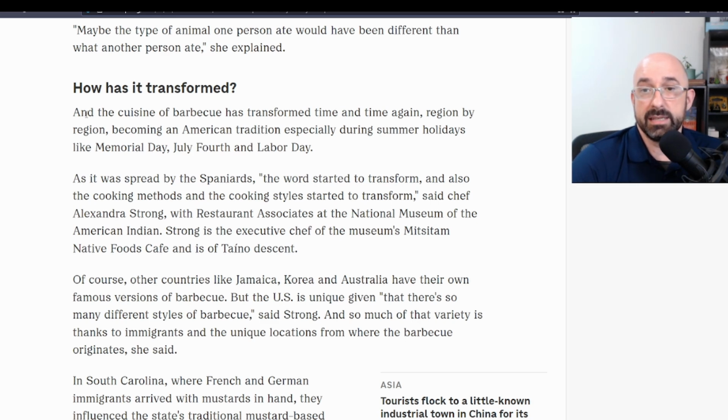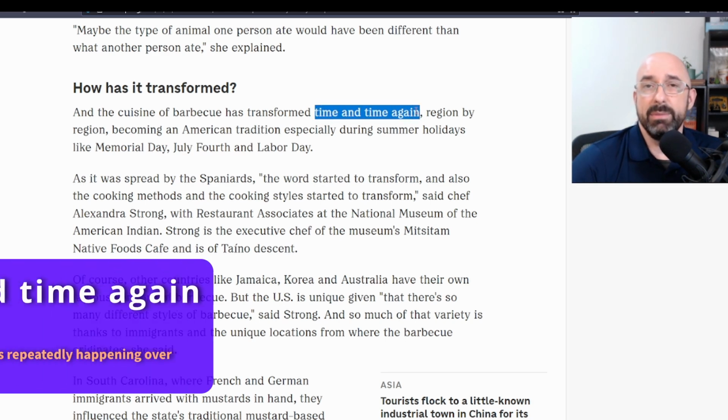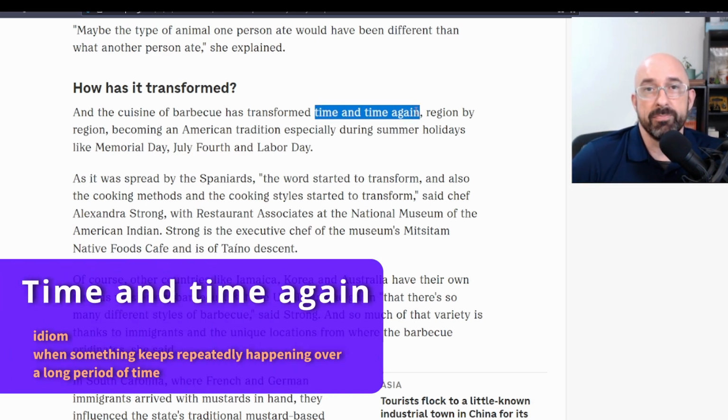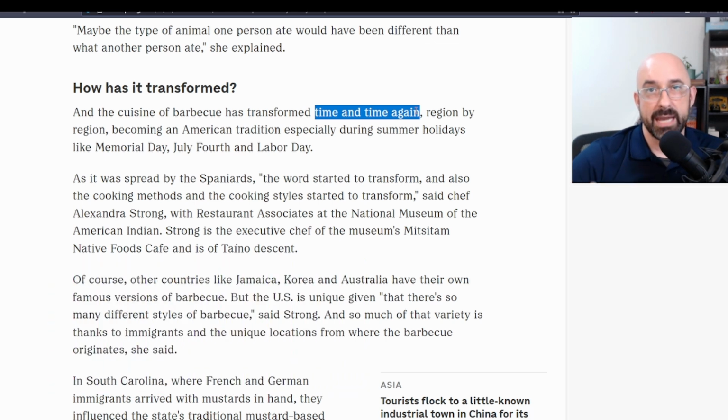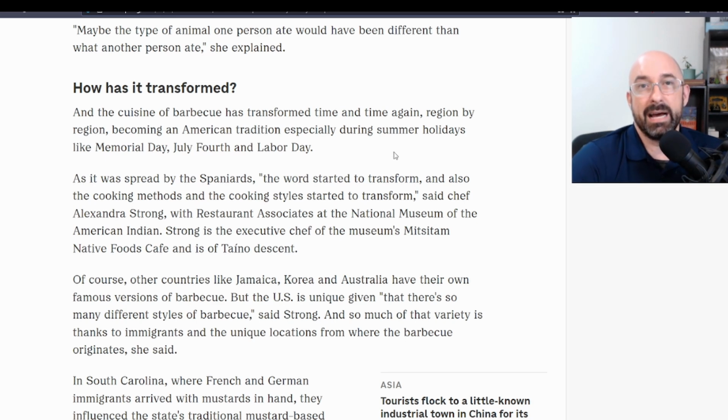So we start off with this idea: the cuisine of barbecue has transformed time and time again. Time and time again is an idiomatic expression that implies it happening over and over and over. You're wanting to stress this idea that a lot of time has passed and there has been a lot of change in that time. So time and time again refers to something changing again and again. We say it twice: time and time again. It implies many changes over a long period of time.